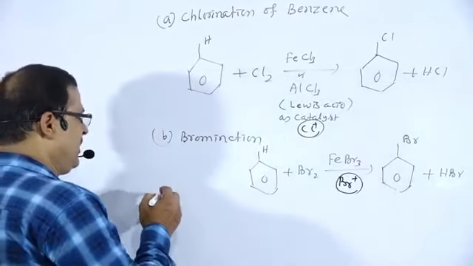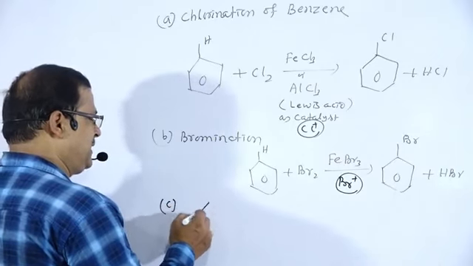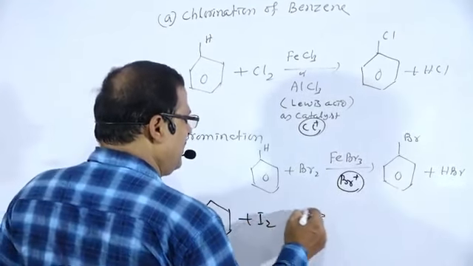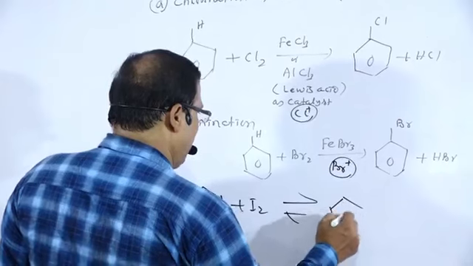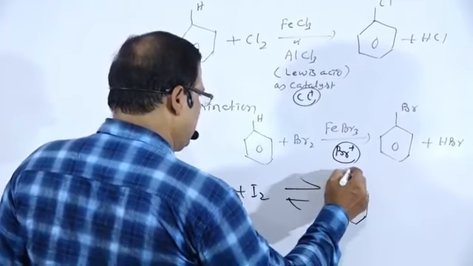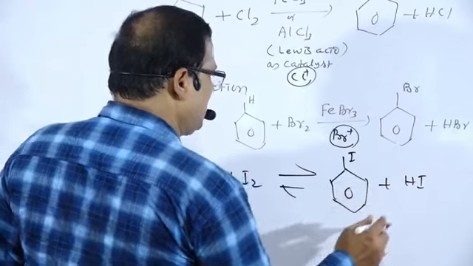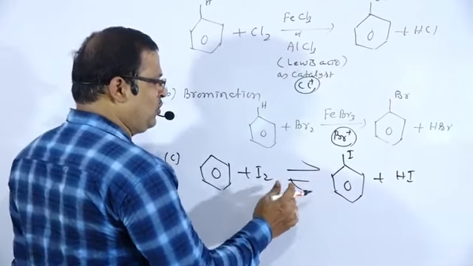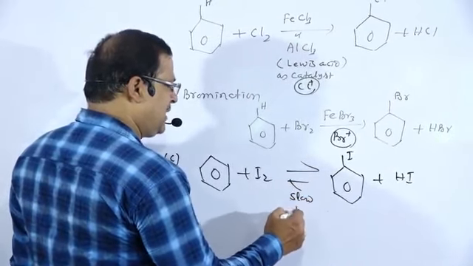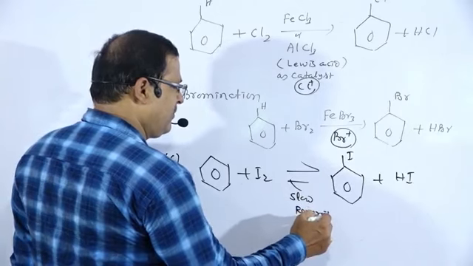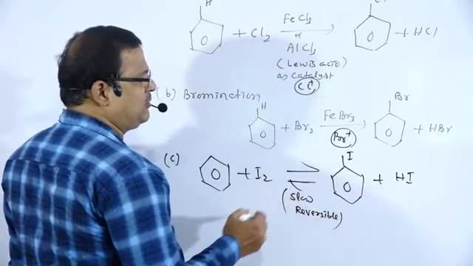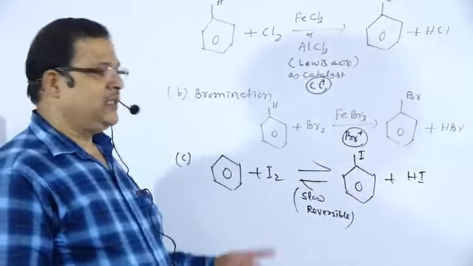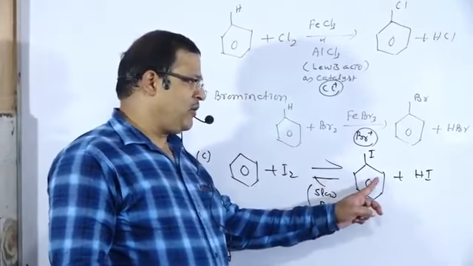Next is iodination. Benzene plus I2 gives iodobenzene plus HI. We discussed during the preparation of alkyl iodides that the reaction is slow and reversible. Therefore, the formation of iodobenzene from benzene is difficult. Benzene reacts with iodine to form iodobenzene and HI.